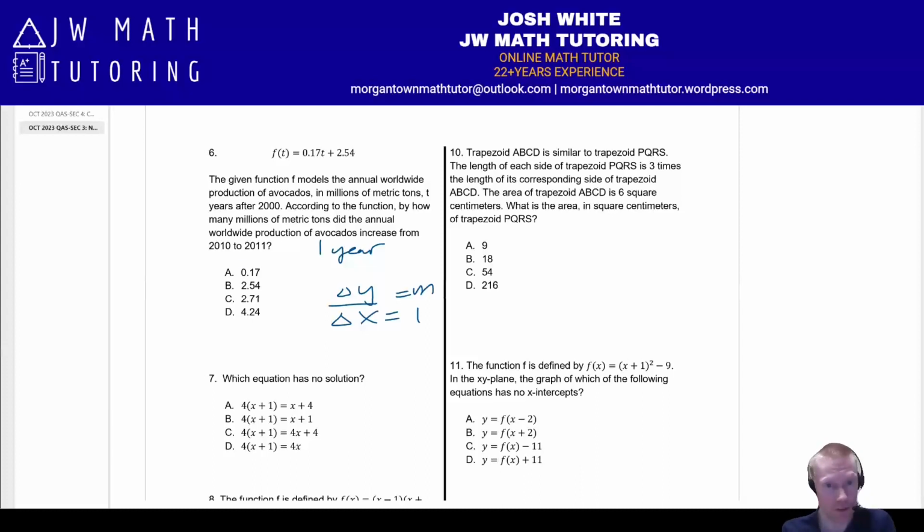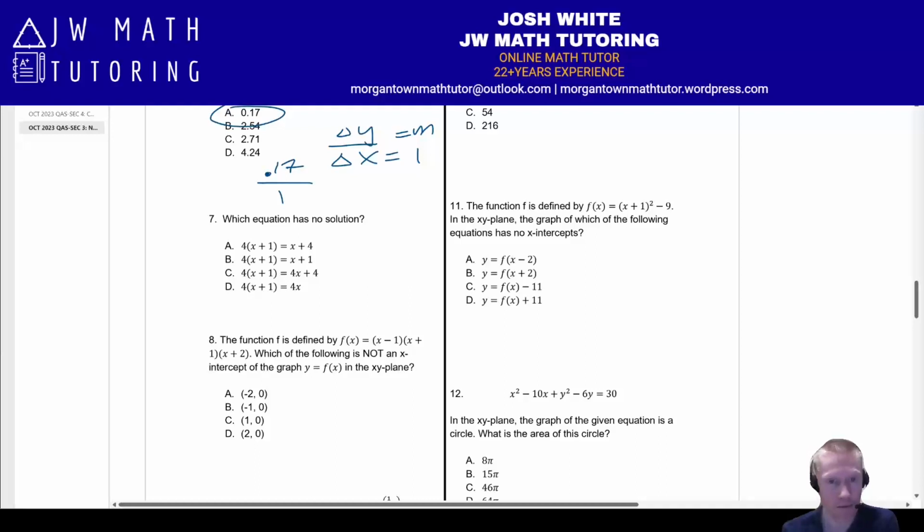So therefore, the answer is just going to be 0.17, because this is the slope right here. It's like 0.17 over 1. Okay, so if the x changes by 1, which is what they're asking for, 1 year, then the y has to change by 0.17. So the correct answer is just letter A.